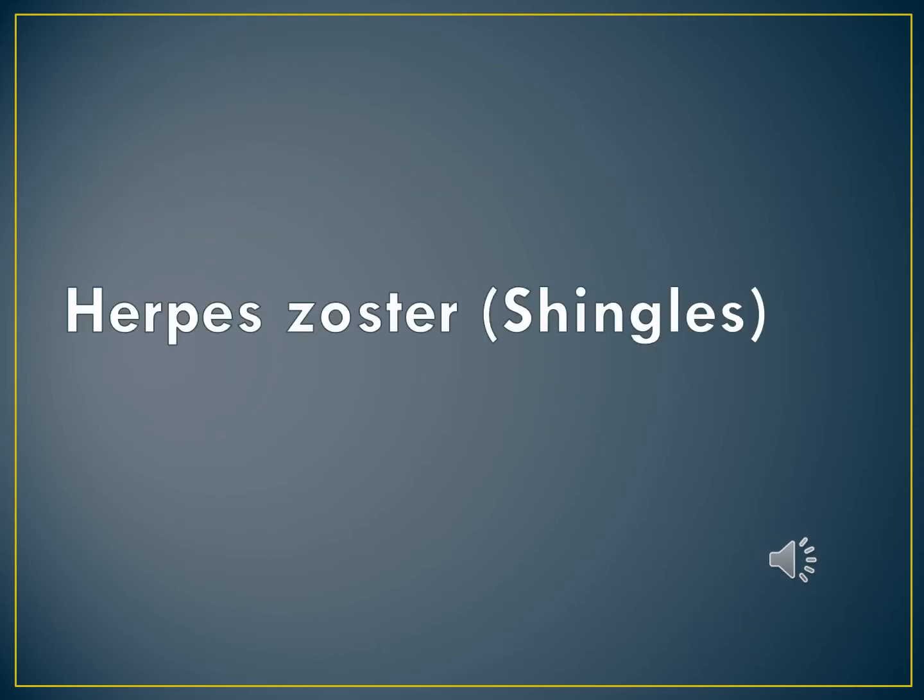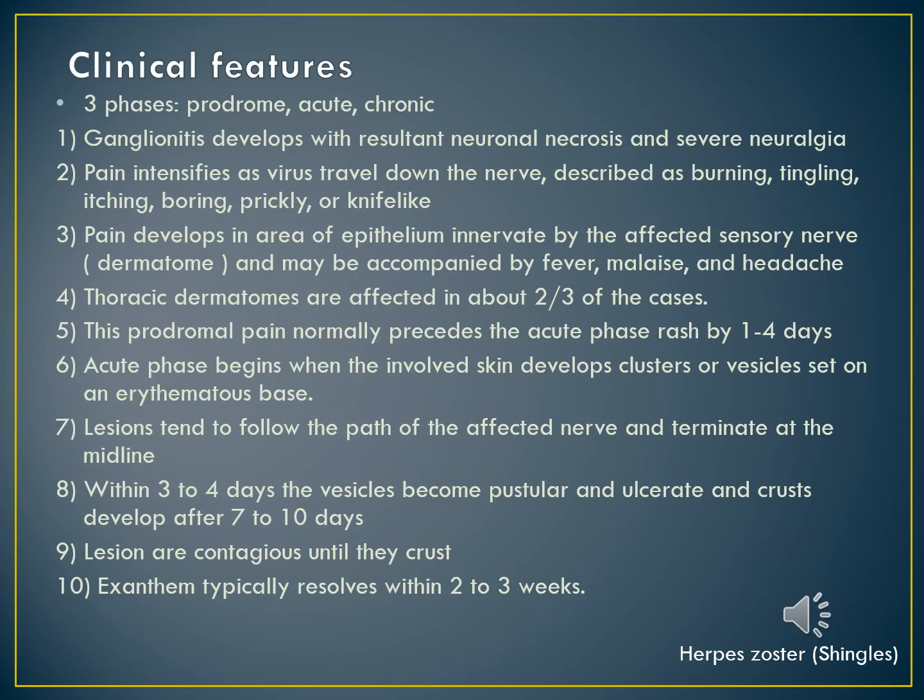I'll move on to herpes zoster, also known as shingles. There are 3 phases in herpes zoster known as prodrome, acute, and chronic. Ganglionitis develops with resultant neuronal necrosis and severe neuralgia. Pain intensifies as the virus travels down the nerve. It is described as burning, tingling, itching, boring, prickly, or knife-like.